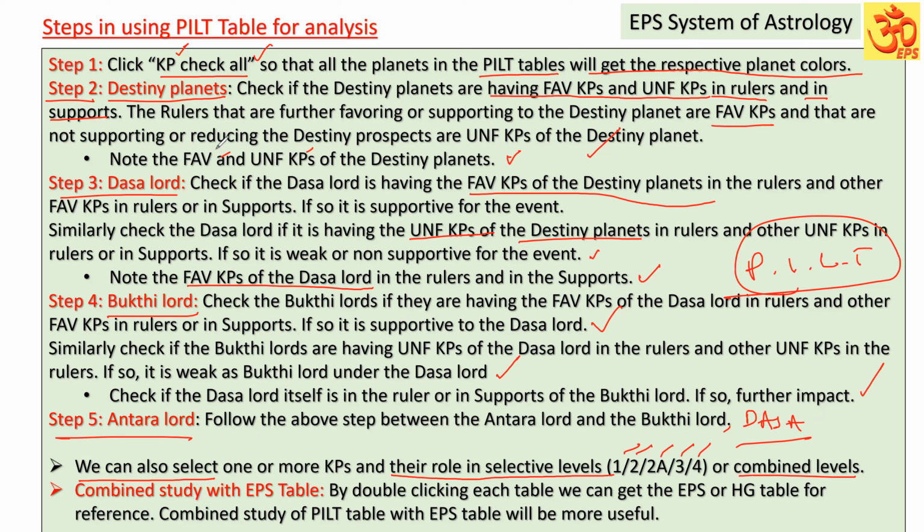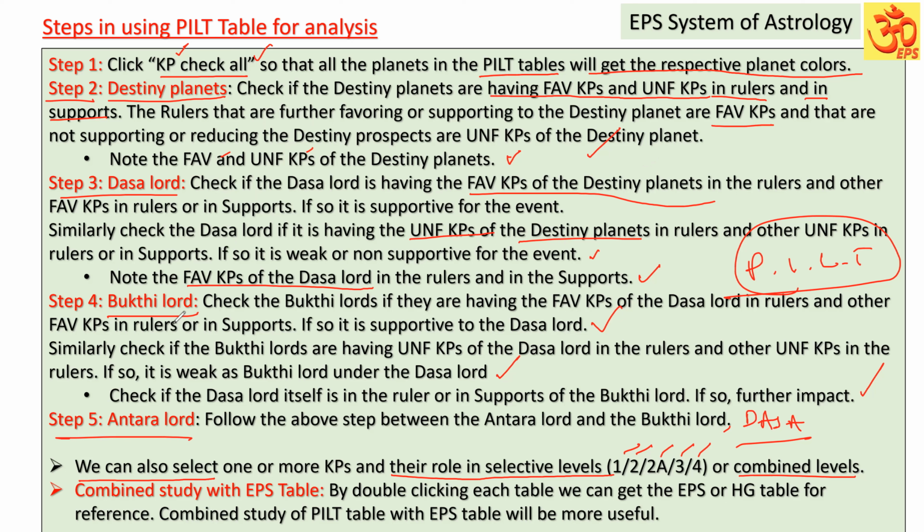So what is the point we have to keep in mind? First, we have to check all the levels. Check the destiny planet: destiny planet's favorable and unfavorable, you check it. Then you check the Dasa Lord. The Dasa Lord, if it is having the favorable key planets of the destiny planet and the unfavorable, we have to check it. Based on that, we can find the Dasa Lord's strength.